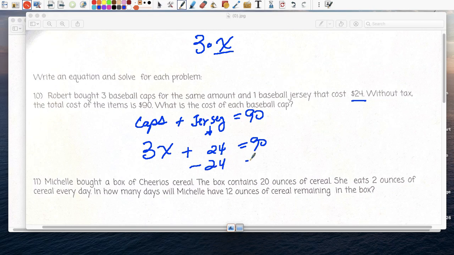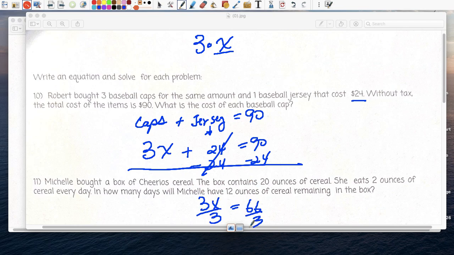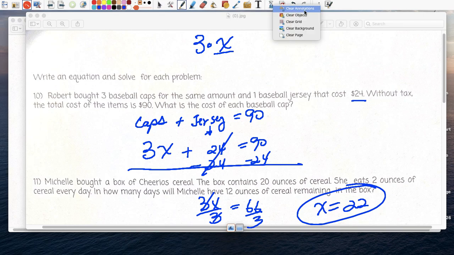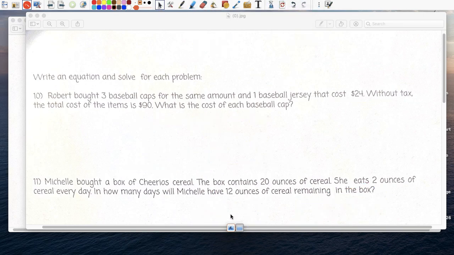Minus 24, minus 24. That goes away. 10 minus 4 is 6. 8 minus 2 is 6. So 3x equals 66. Divide by 3. Divide by 3. x equals 22. So each baseball cap was 22 bucks. Right, it's pretty easy, right?